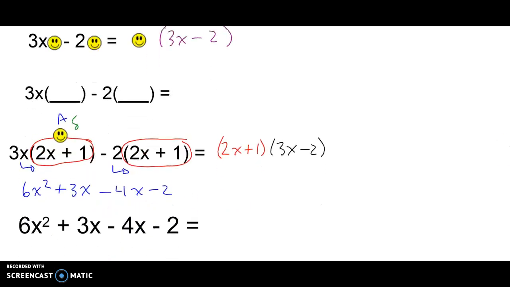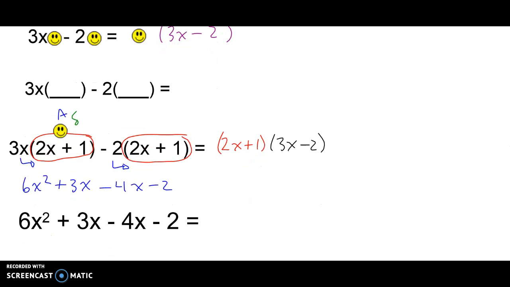So the problem you would actually be asked to factor would be 6x squared plus 3x minus 4x minus 2. So the trick there is to take that and break out the groups. The 3x times 2x plus 1, you need to break that out of the first two terms. And the negative 2 times 2x plus 1, you need to break that out of the second two terms. So we call that grouping.